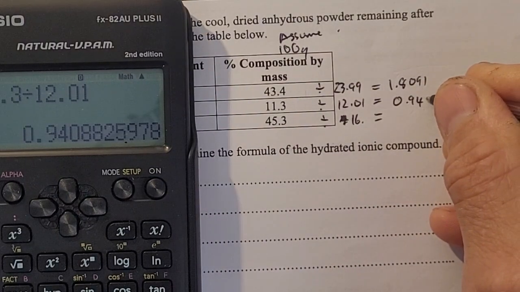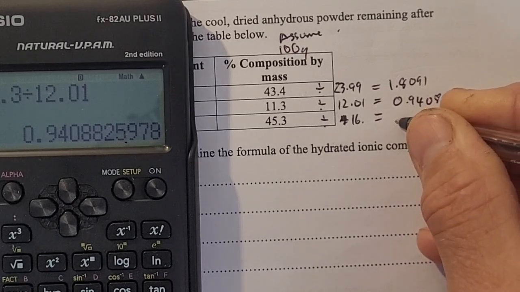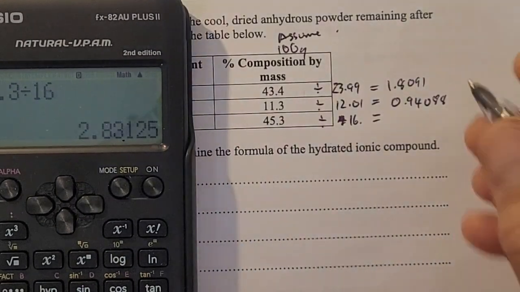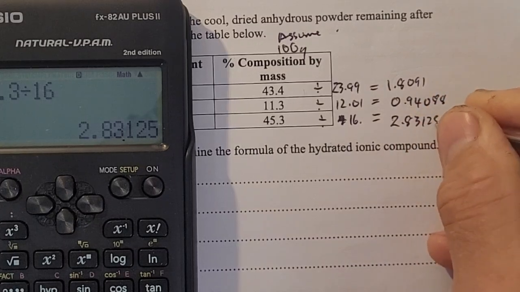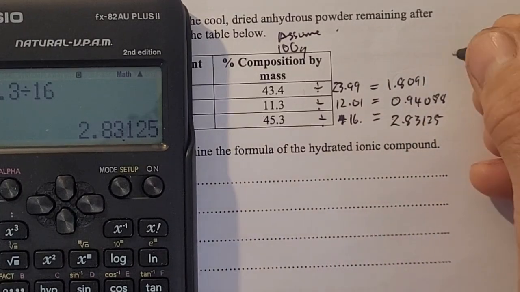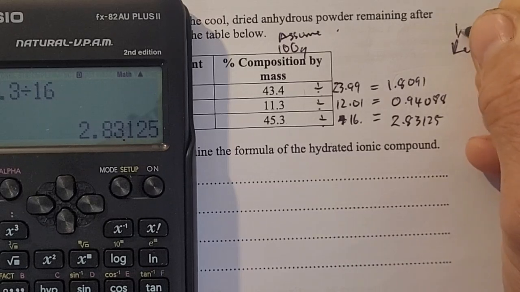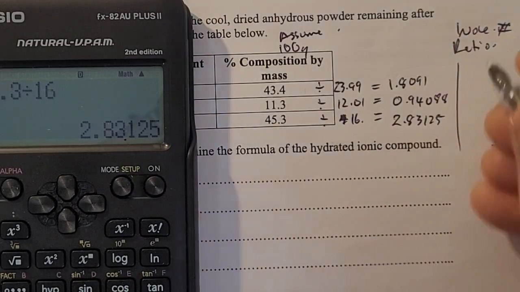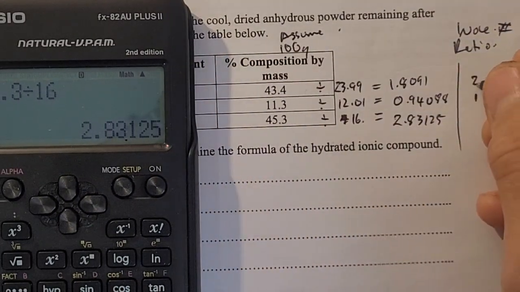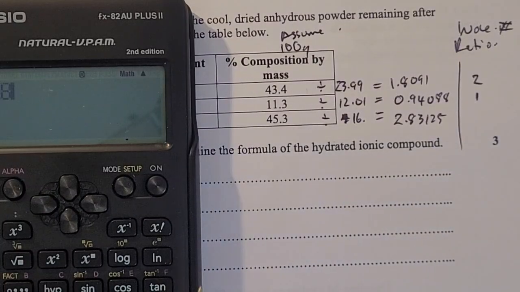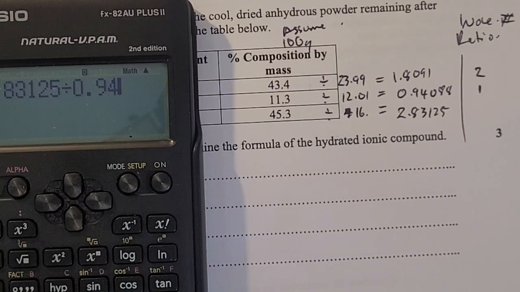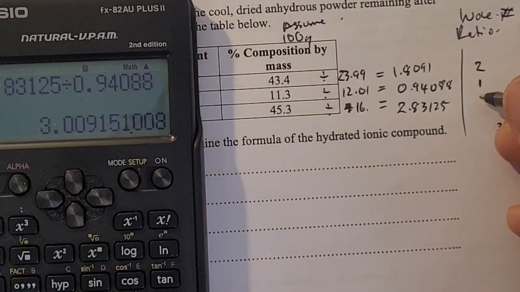0.94. 0.88. 45.3 divided by 16 is 2.83125. Which one's the smallest one? So we're going to find the whole number ratio. So that's 1, that's 2, and 2.83125 divided by 4. Okay, so that's 3, right?